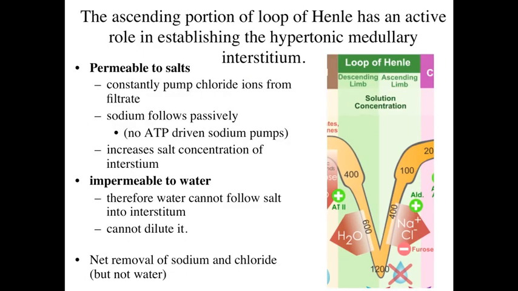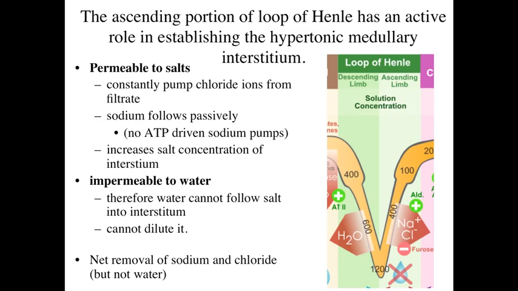Now, if we take a look at what's occurring on the ascending limb of the loop of Henle, we're basically going to be looking at something that's opposite to the descending limb. The descending limb, we said, was permeable to water, impermeable to salt. The ascending limb is going to be the opposite of that.